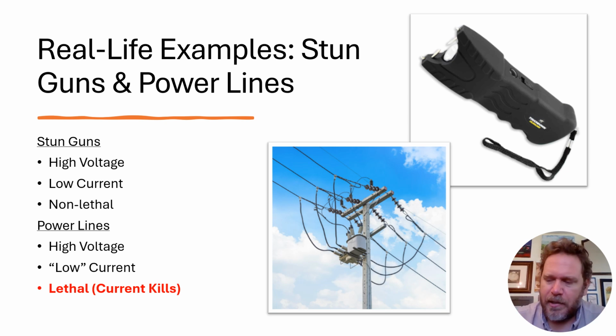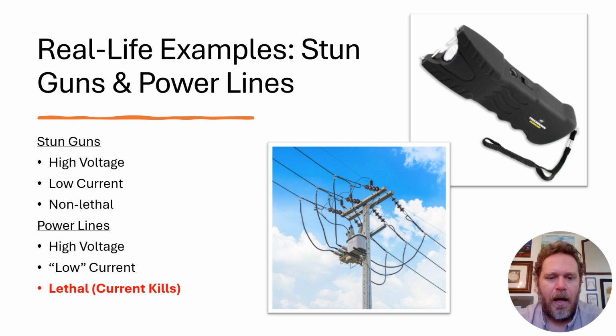Current going across your heart can stop your heart, and it can kill you. Whereas voltage, it kind of hurts, and it can push the electricity through you really fast, but it's not what kills you. So with a stun gun, you want something with a very high voltage and a very low current. You don't want it to kill them, so you want low current. You want high voltage or high electric potential because if they're wearing a thick jacket or something like that, you still want to be able to shock them and get them to leave you alone without causing any permanent or lethal damage. On the other hand, we have power lines.